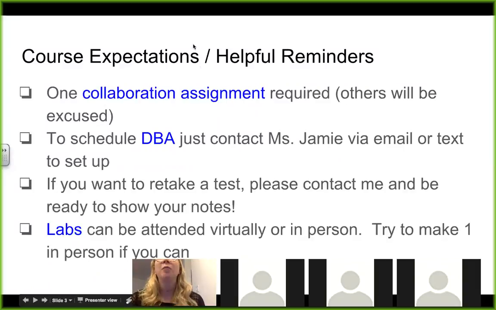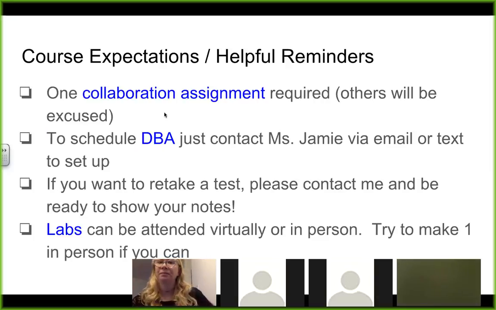Keep in mind that you only have to do one collaboration assignment for the entire semester. So it says that when you read about them, but it's just kind of like, yeah, you only have to do one. It doesn't really explain. So I'm telling you now, right? You only have to do one project. There's one offered in each module. One collaboration assignment. Yep, just one. So there is one offered in each module.